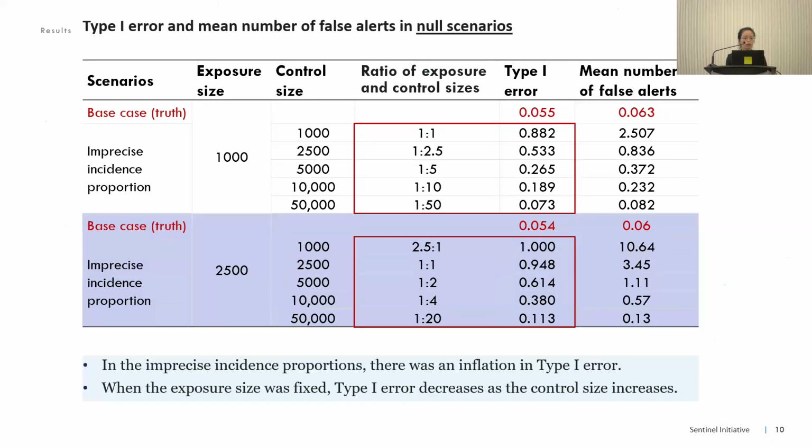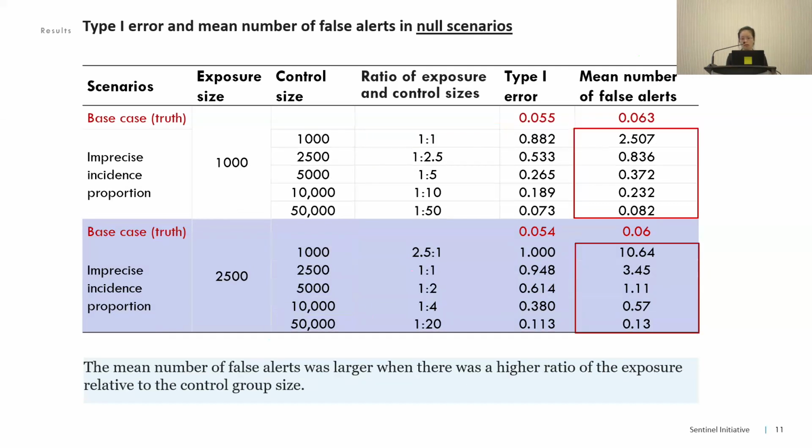However, under the imprecise incident proportion, we observe an inflation of type 1 error. If we fix the sample size in the exposure group, we observe that when the sample size of the control group increases, there is a decrease in type 1 error. In another way, when we have a higher ratio of exposure sample size to control sample size, we have more inflation in type 1 error. And a similar result was observed for the mean number of false alerts.